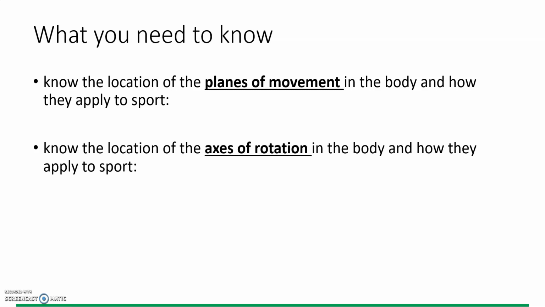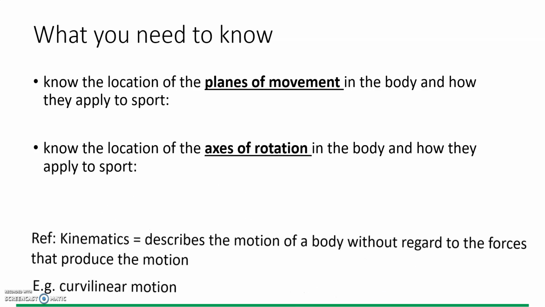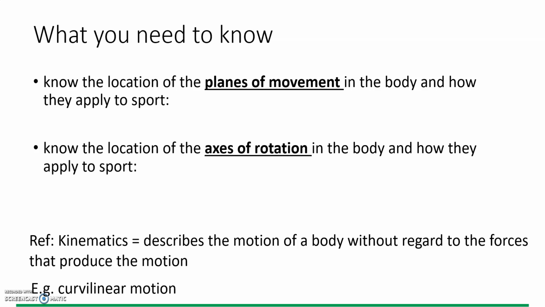What you need to know about the planes of movement and the axes of rotation. Both of these are part of kinematics, which is a subsection of biomechanics. Kinematics is what we use as a description of motion of the body. So we're describing the movement that occurs, i.e. curvilinear motion is, imagine a runner running around a 200-meter bend. It's still linear, but it's also curving, so it's curvilinear motion, and we're describing the motion of the body.